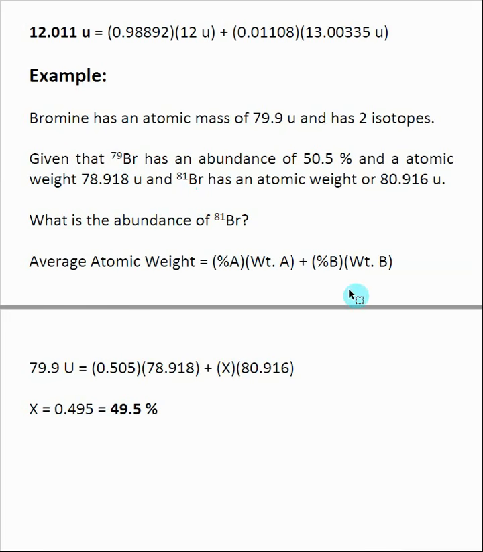And then one of the ideas you need to keep in the back of your head if you're doing these type of calculations, is that theoretically when you add all the percent abundances together, it should equal pretty close to 100%. So when I told you that bromine 79 had an abundance of 50.5%, and I also told you that there was only 2 isotopes, then it became pretty clear that bromine 81 should be roughly 49.5%.